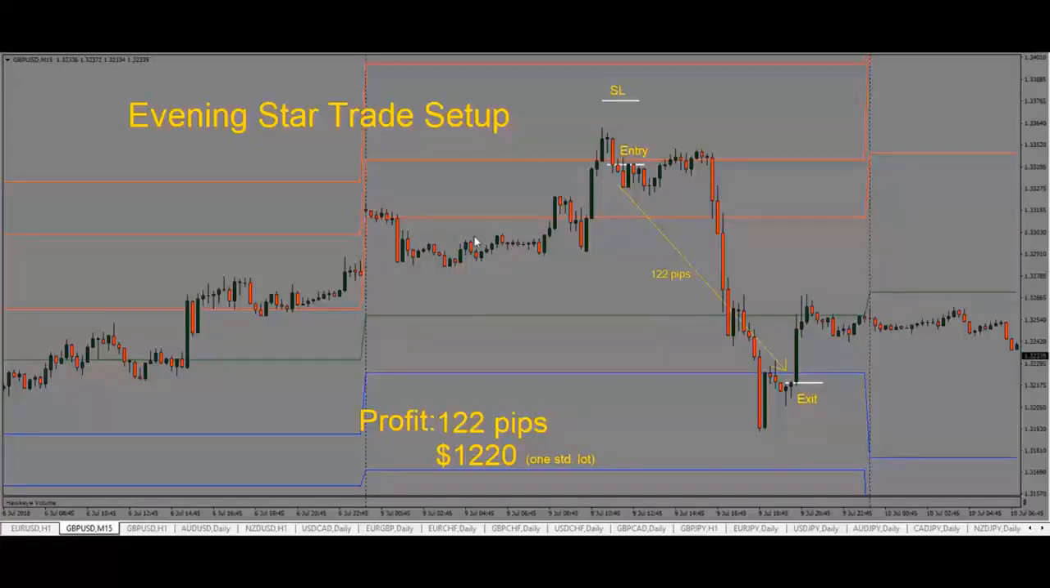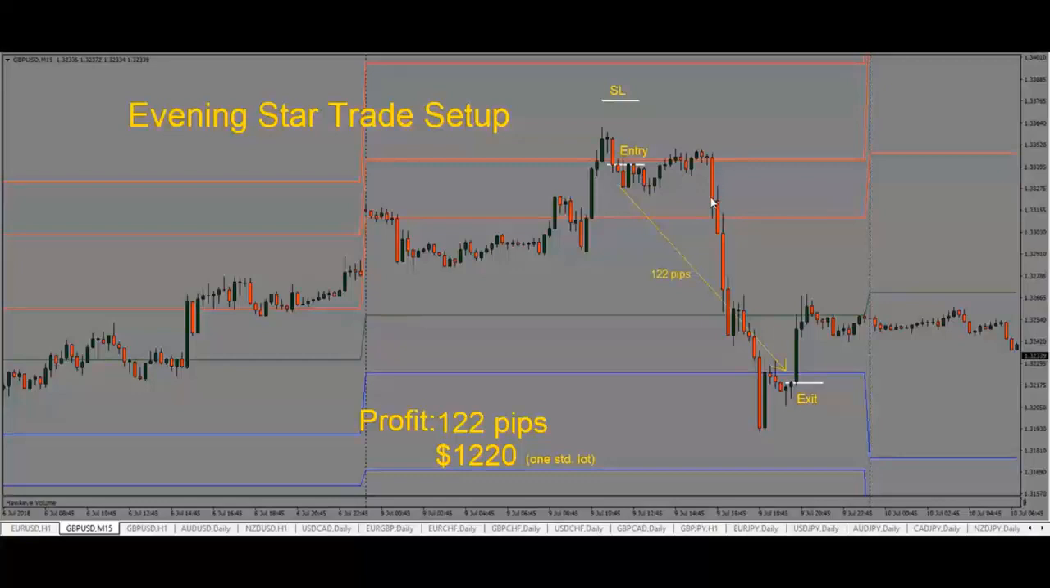So just to recap, an evening star trade setup is formed with three candles. We have a bullish candle, an indecision candle in the middle, and then a bearish candle close. Once we see this trade setup, we're looking for price to drop, so we enter the trade short. We can do that at the close of our bearish candle here. Our stop would go above the high. We want to make sure we give the trade enough room to breathe, and then we stay with the trade.